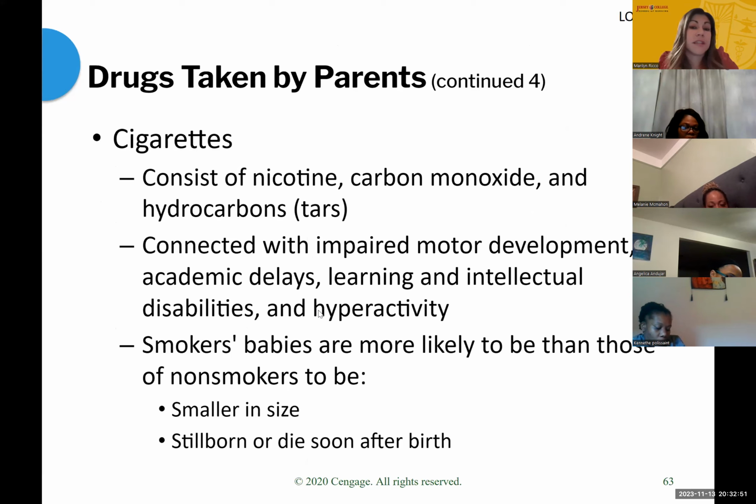Cigarettes consist of nicotine, carbon monoxide, and hydrocarbons, which is tar. It's connected with impaired motor development, academic delays, learning and intellectual disabilities, and hyperactivity. Smokers' babies are more likely than those of non-smokers to be smaller in size, and stillborn or die soon after birth.